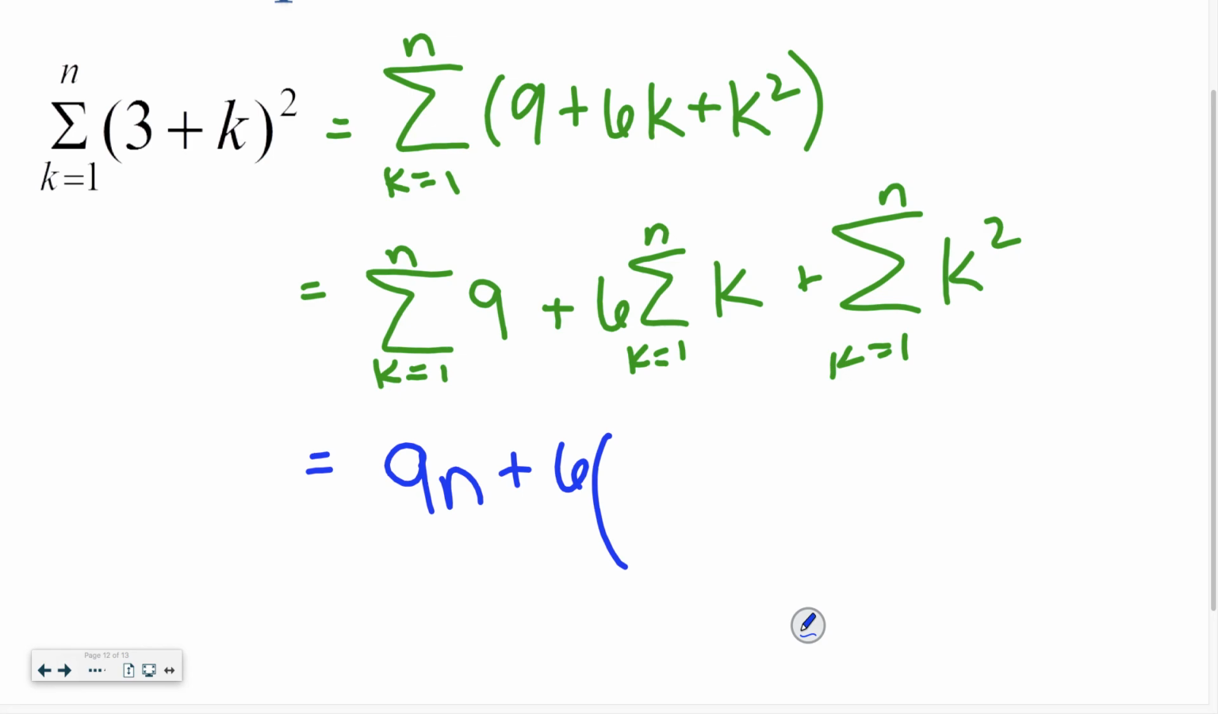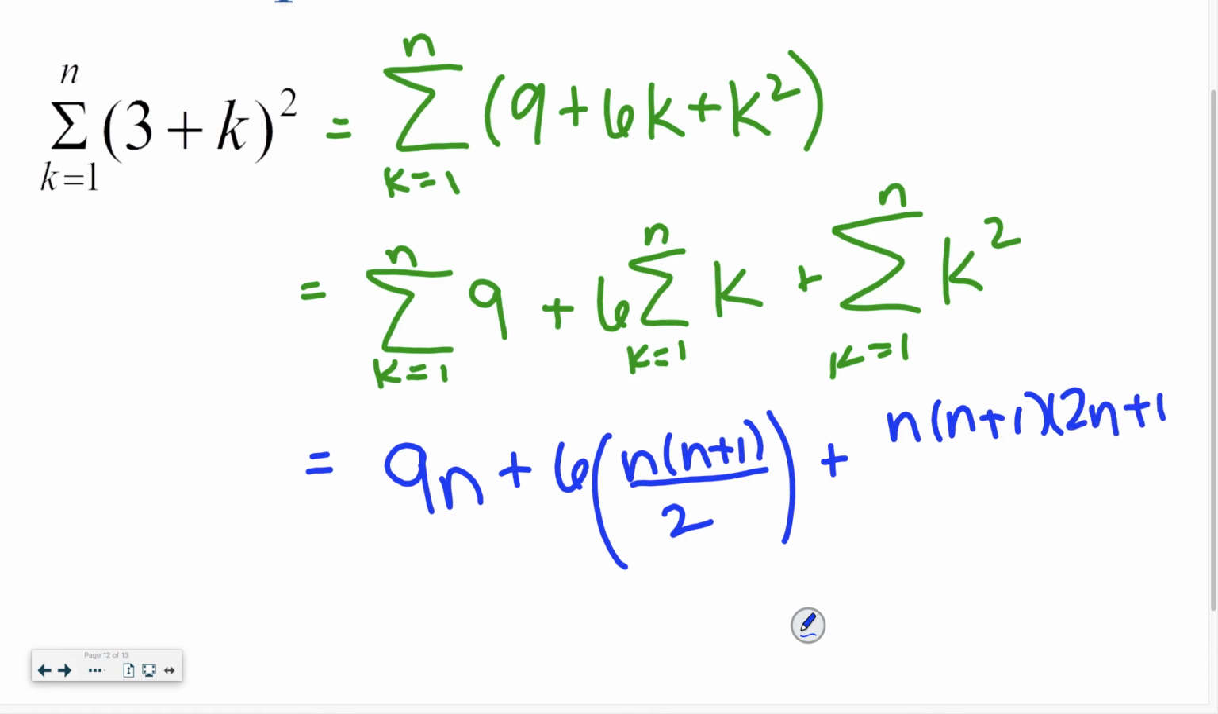Well, that summation is n times n plus 1 over 2. Then we have our summation for k squared. Okay, well, that shortcut is n times n plus 1 times 2n plus 1 over 6. Here, your calculator is no good. You have to know the shortcuts.